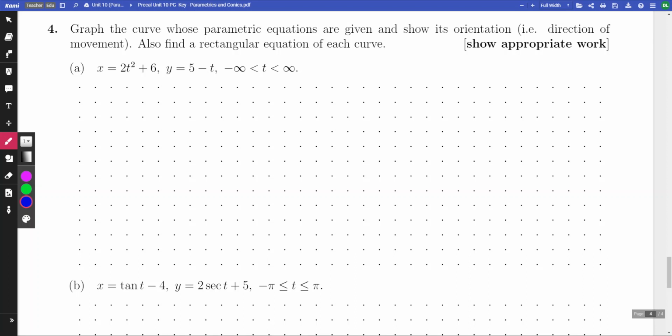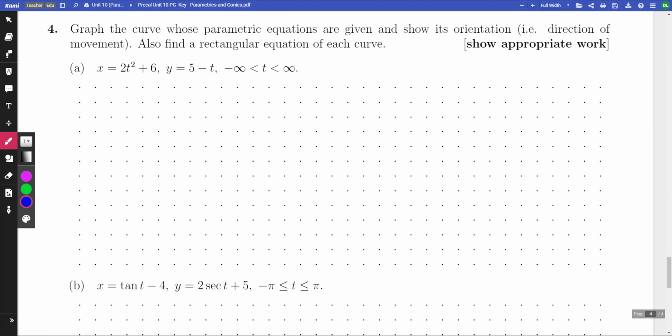So in this example, we're going to talk about graphing the curve whose parametric equations are given and show its orientation. In other words, we're going to show the direction of movement. And also we're going to want to find a rectangular equation for each curve.